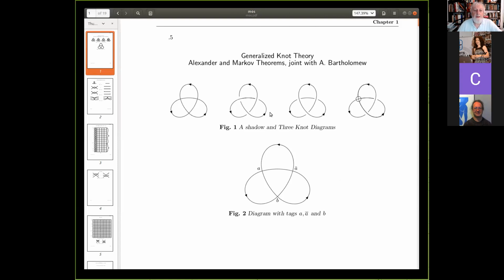So what have we got here? 3 trefoils, 4 trefoils. Well, 5, I suppose. Now the one on the left is just an immersion of a circle in the plane. And essentially it's dead, okay?